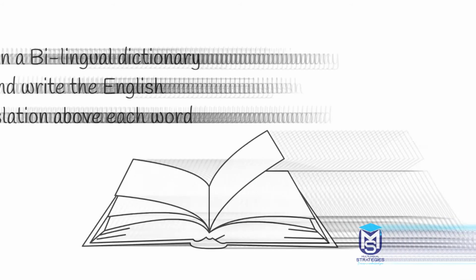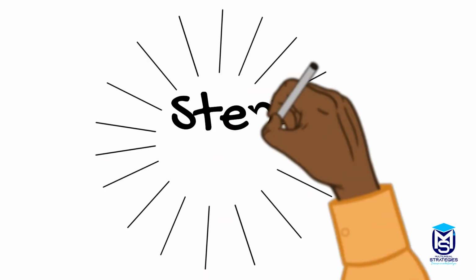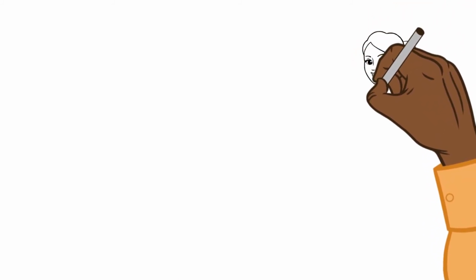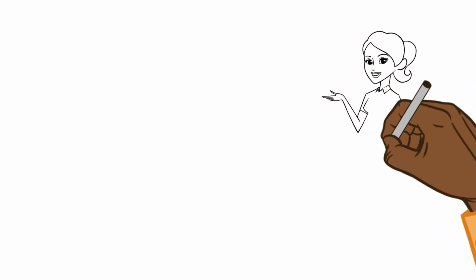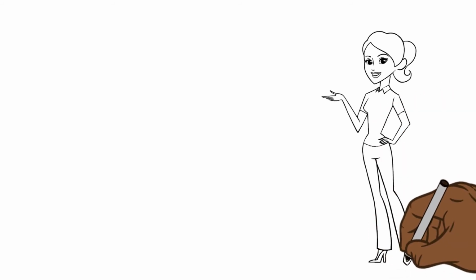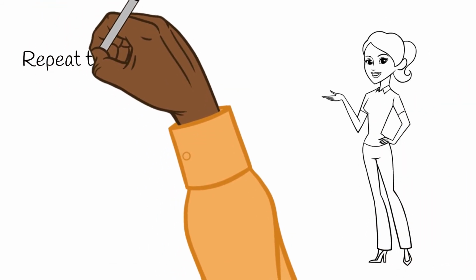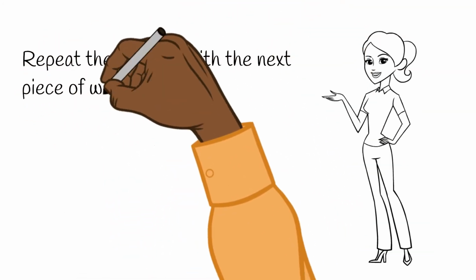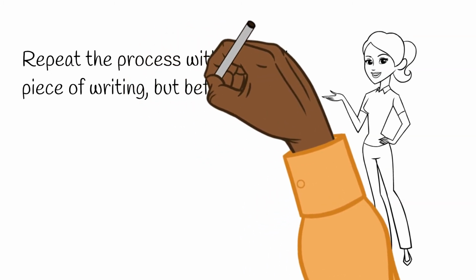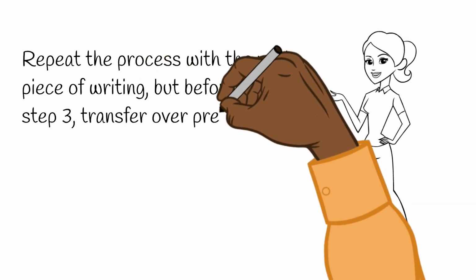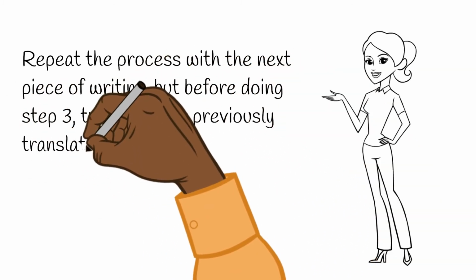Step number 5. The 5th and final step is to go through this same process with the next piece of writing. But when the multilingual learner gets to step 3, which is the step where they choose 5 new words, before the new words are chosen, the student looks back over the previous writing and transfers over previously learned words. The multilingual learner looks at the past writing and transfers over the English words that were already translated and written above the first language words.